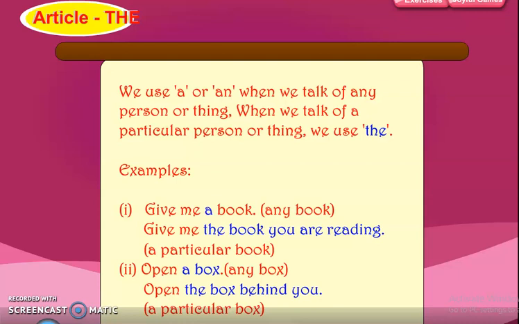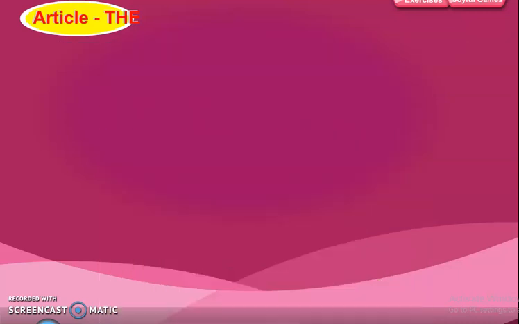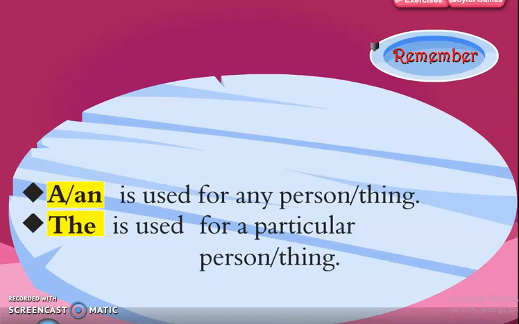यहाँ पे the हमने इसीलिए लगाया क्योंकि आपने specific किया है कि आप जो बुक पढ़ रहे हो वही बुक चाहिए मुझे. So give me the book you are reading. It means a particular book you are talking about, इसलिए the use किया है. Open a box. कौन सा box? We don't know. Open the box behind you. आपके पीछे जो box है वो खोलना है. तो particular है इसलिए we use the. Remember, a or an is used for any person or thing. The is used for a particular person or thing.